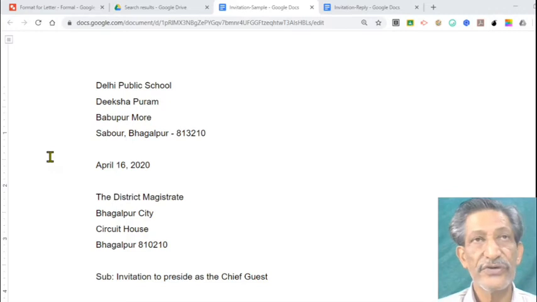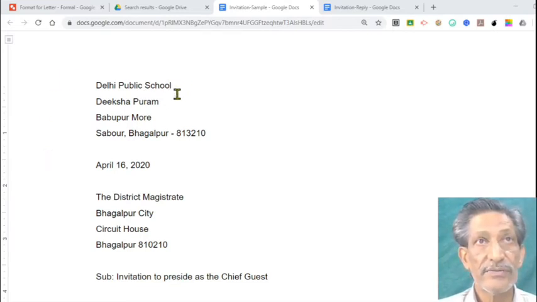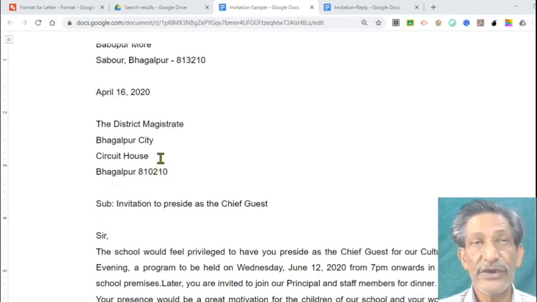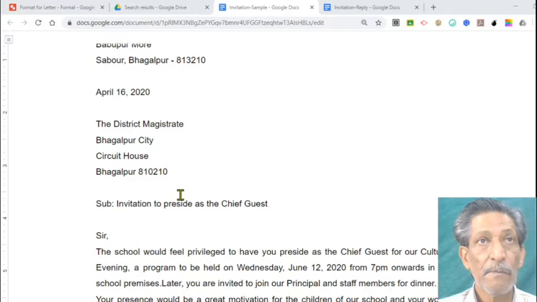Now, what you see on the screen is a very small example of a formal invitation from a school to the district magistrate of the city. On top, you'll find the sender's address, the date in the MMDDYY format, the name of the person to whom you're sending, of course, the complete address. Circuit houses in all cities don't have a number, but the road is mentioned.